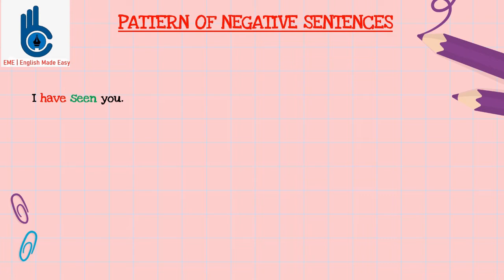Aku sudah melihatmu. To make the negative sentence, we just put the word not between have or has and verb 3.